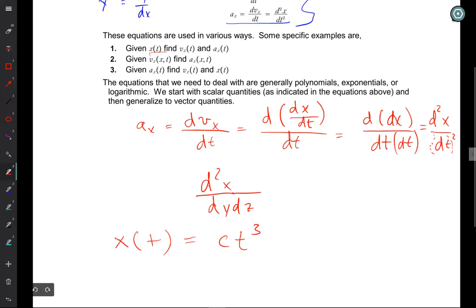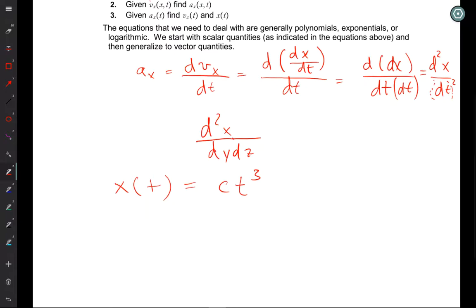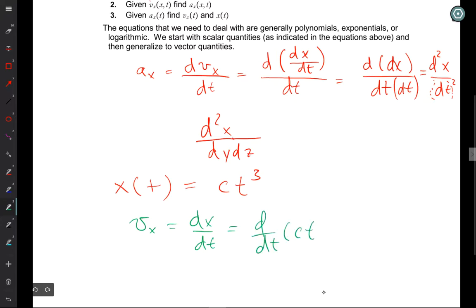So let's say my function is ct cubed. If I want to find the speed in the x direction, so first I write my definition so I don't get confused. So I need to take the derivative with respect to time of ct cubed. Now you've all learned a calculus rule for how to take a derivative of this. I like to call this the polynomial rule.